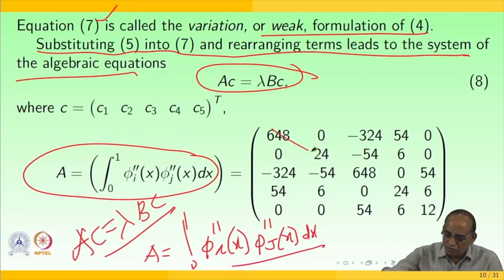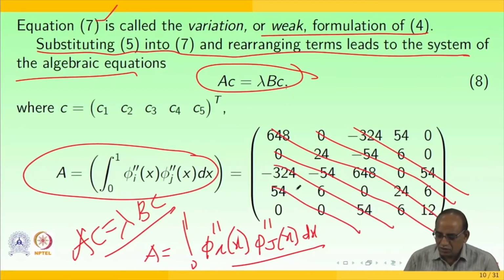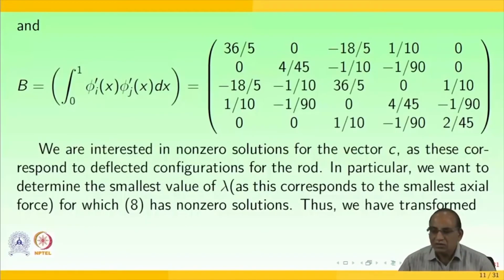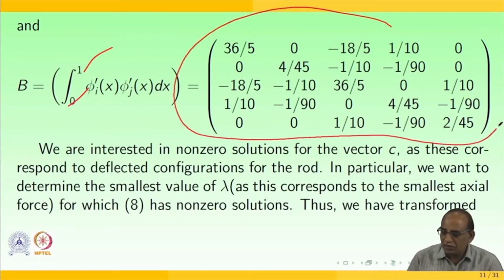So you will have the matrix like this. So this is actually a banded matrix, a 1, 2, 3 band matrix. So this is the example of how we are able to obtain these matrices. So therefore B is nothing but the integral 0 to 1 of phi i prime of x phi j prime of x dx, which turns out to be this matrix.